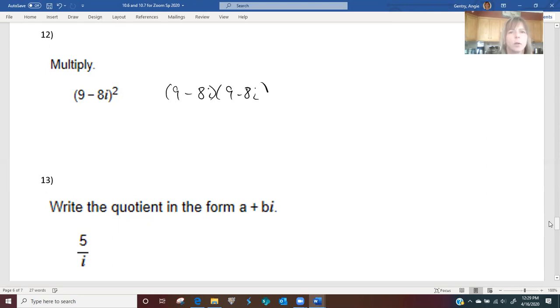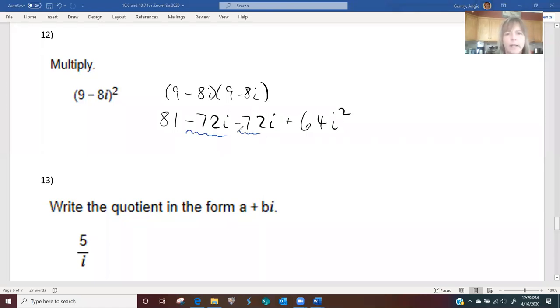I'm going to FOIL. 9 times 9 is 81, minus 72i, minus 72i, plus, and negative times negative is positive, 8 times 8 is 64i squared. And see, I'm not using the annotation. Okay, here, now you can see my pen.